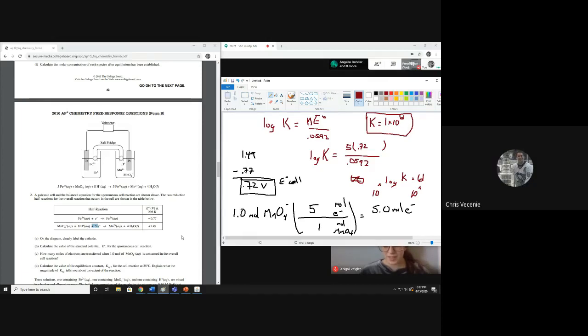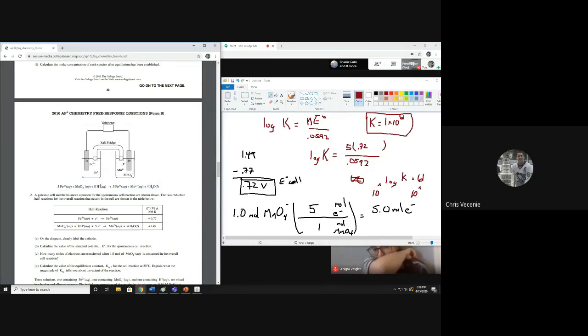Not sure. That's okay. Anybody remember what it means if you have a big K value? Favors the products. Yeah, big time. Remember, K is products over reactants, right? Raised to their power. So a big K means tons and tons of product. This means the reaction pretty much goes totally to completion, that we get all products and we don't have any reactants left.